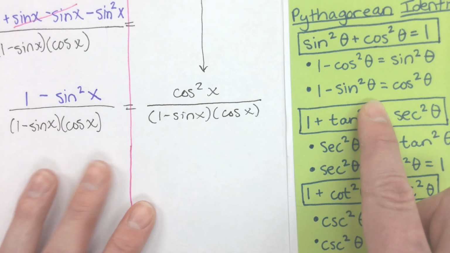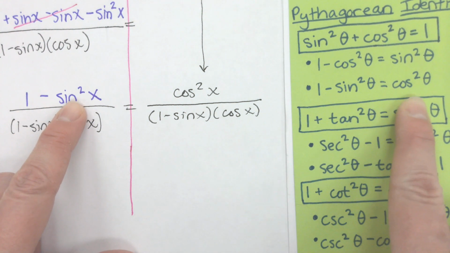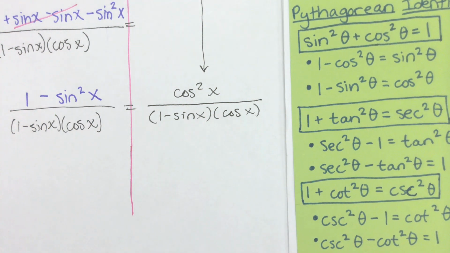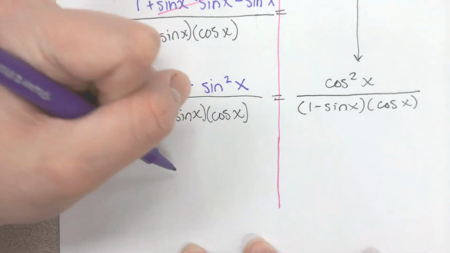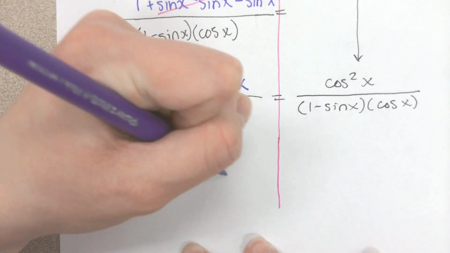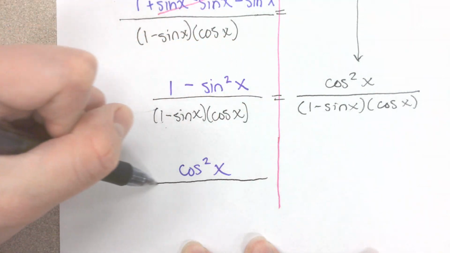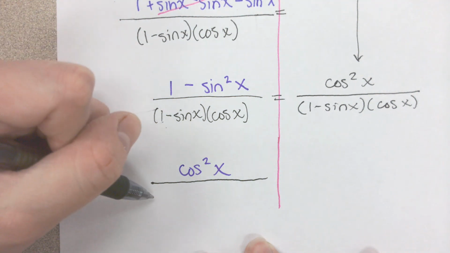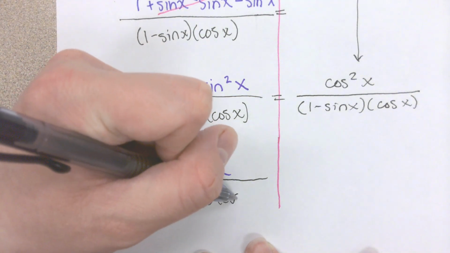That's a true statement. Reminder, you do have to change one of them so that they match completely. So just to keep things simple, I'm going to replace the 1 minus sine squared with the cosine squared, and they will match perfectly. So that's going to be my final step. Cosine squared of x over 1 minus sine of x, cosine of x.